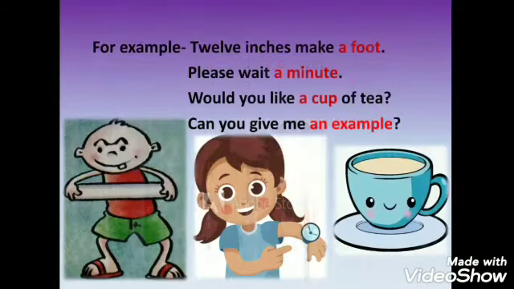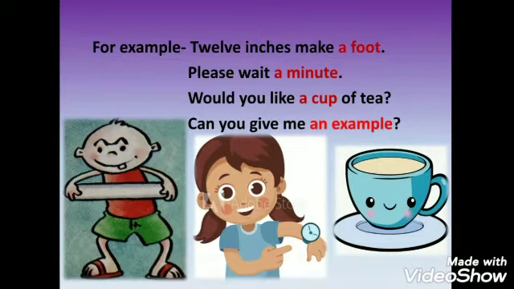Now let's go to the second point. Go through these examples. 12 inches make a foot. Please wait a minute. Would you like a cup of tea? Can you give me an example? In these examples, we are using a and an to mean only one thing or one object or one unit.